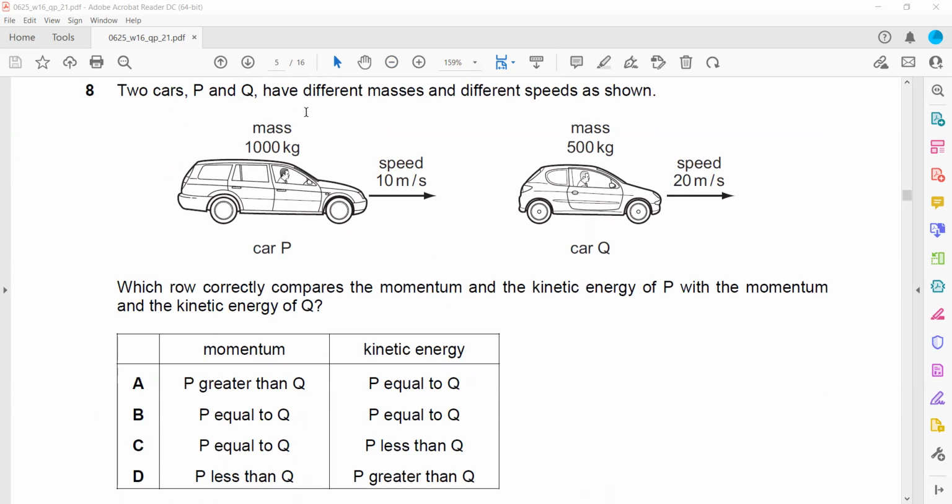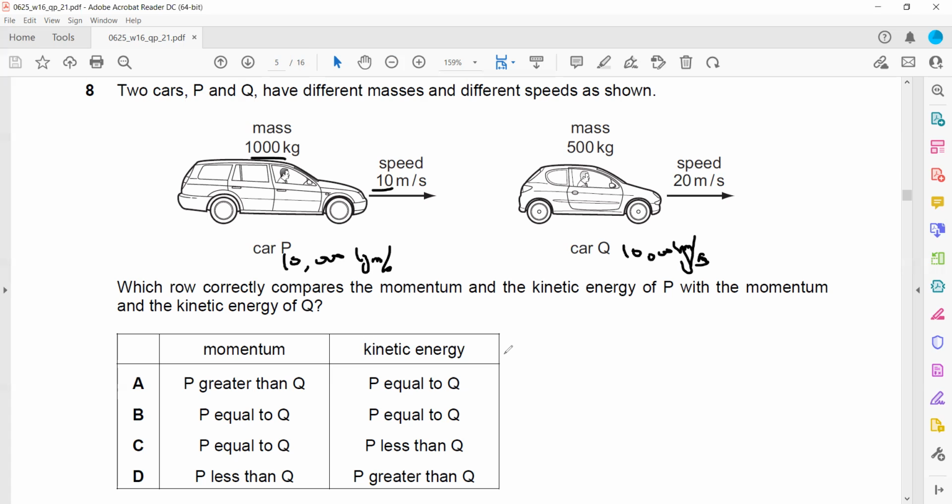In this question, two cars P and Q have different masses and different speeds as shown. Which row correctly compares the momentum and the kinetic energy? Momentum is a product of mass and velocity. So when I find the momentum of car P, 1000 multiplied by 10, it will be 10,000 kilogram meter per second. What about this one? 500 multiplied by 20, so it will be 10,000 kilogram meter per second. So both will have the same momentum. The momentum of car P will be equal to the momentum of car Q.